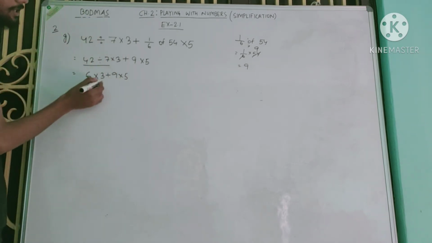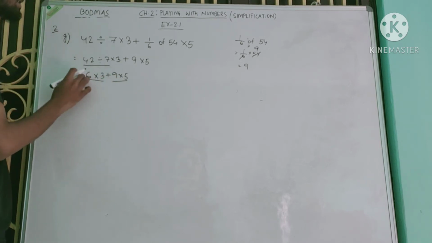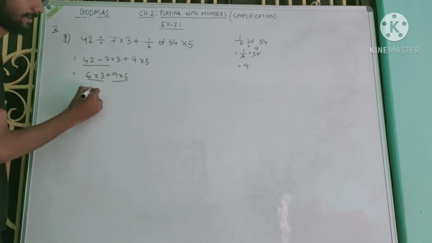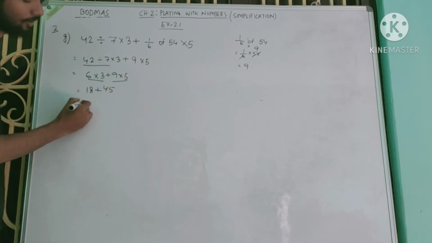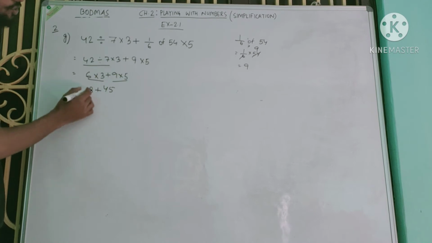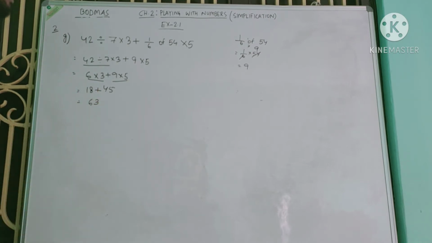Now there is multiplication. There are two multiplications. So we have to do both the multiplications. 6 3s are 18, 9 5s are 45. Now we will add these two. So what will come? 63.